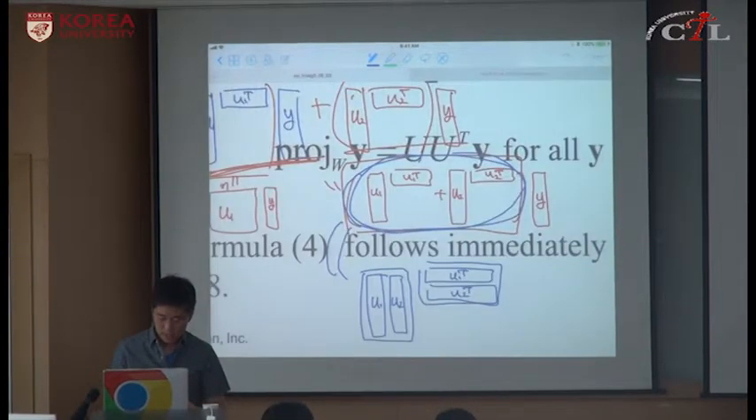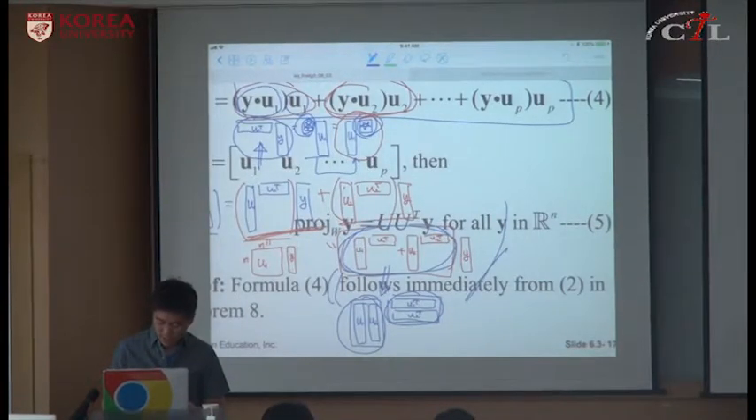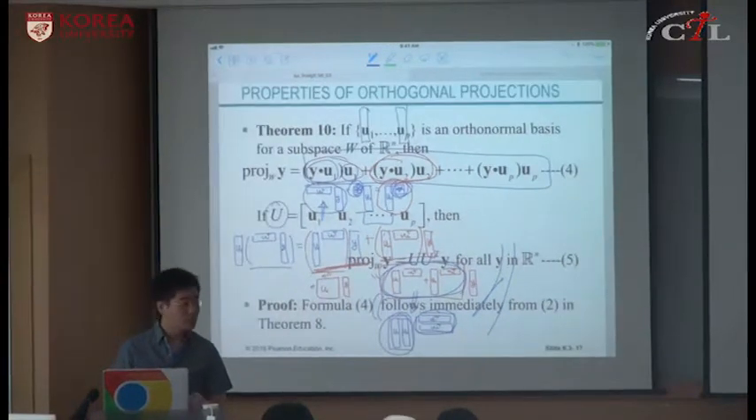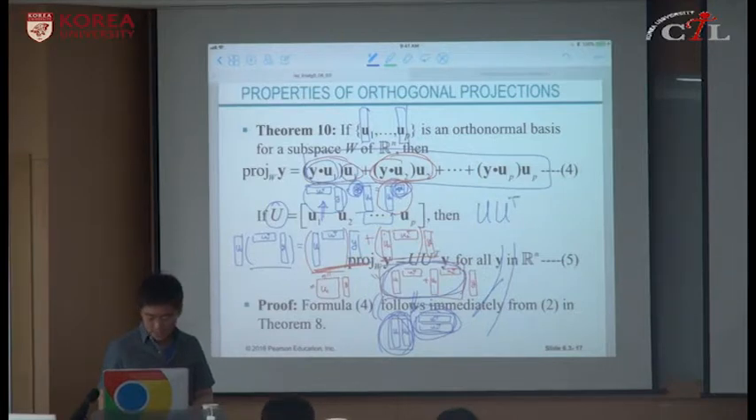And now in this case, we will rewrite it in this form, represented as follows. If we have a matrix U which contains the orthonormal basis vectors of our subspace W, then this part times this part can be represented as U and U transpose and our vector y, right? So this one is exactly the same representation, right?